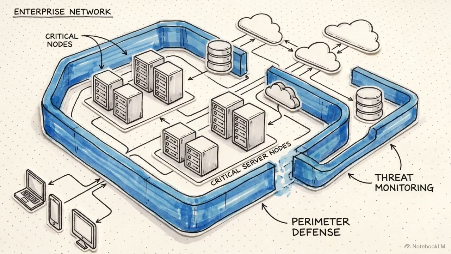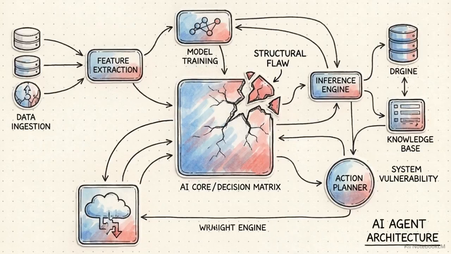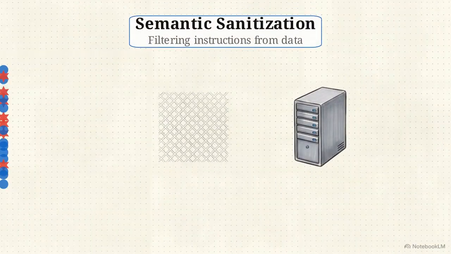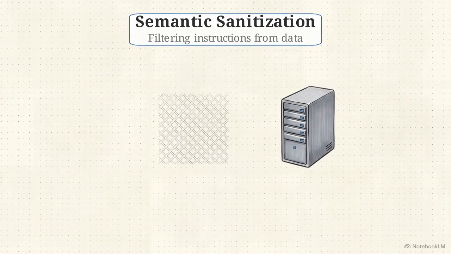Securing these systems requires a shift in focus. You cannot simply ask an AI to be more careful or to ignore malicious prompts. The vulnerability is in the architecture itself. One solution is semantic sanitization. This involves placing specialized filters in front of the AI to scrub untrusted data streams, neutralizing instruction-like patterns before they ever reach the context window.